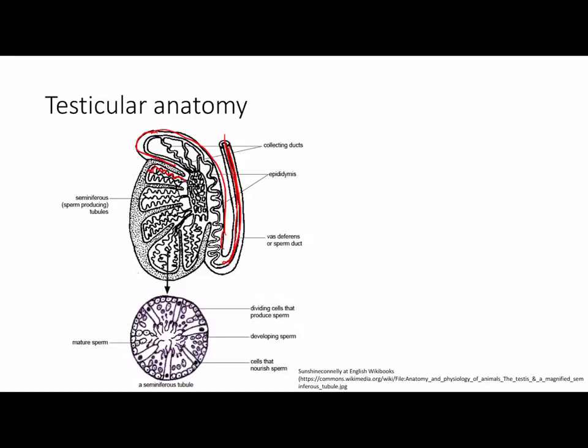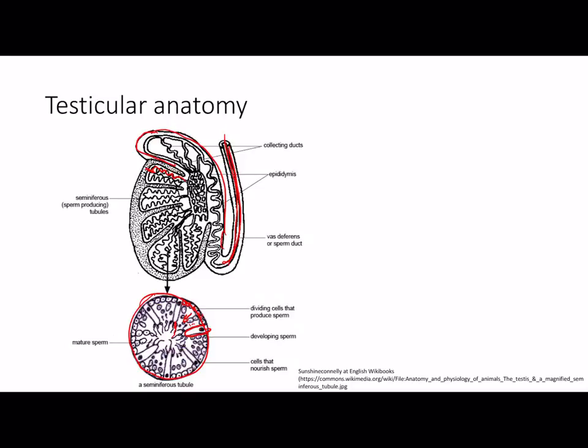And if you take a little cross section of these tubules, this is what you're going to see. This is our little tubule. And then you have the Sertoli cells. And then you have spermatogonium that are going to slowly mature as they go in. And now you get mature sperm. And the Sertoli cells nourish those spermatogonium and help them mature.